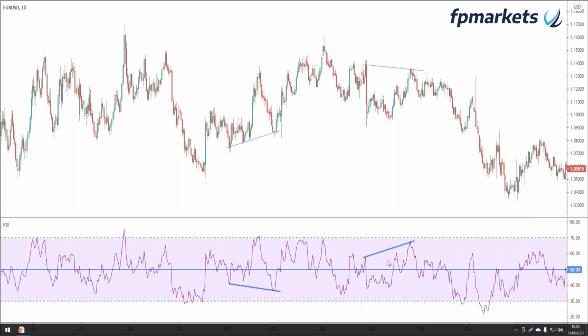This is a bullish variation, by the way. Across the chart we also have what's known as a bearish hidden divergence signal, where price action forms a lower high, corresponding with an RSI higher high, giving us a possible trend continuation cue at this point here.